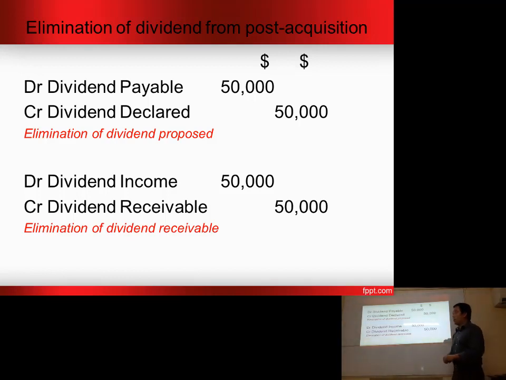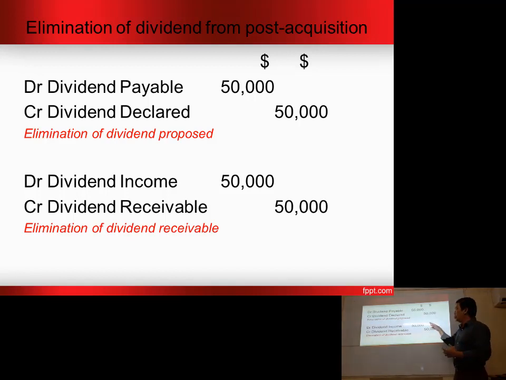And the last one is elimination of intragroup dividends. The dividends declared were what we call post-acquisition profit. When you say post-acquisition profit, it was earned after the acquisition made by the company.